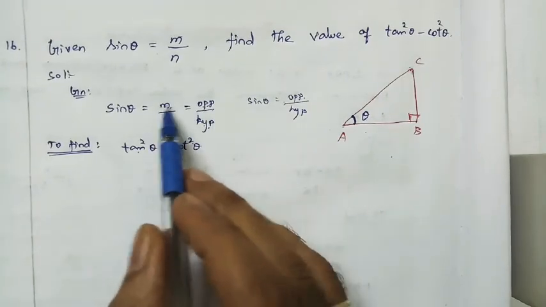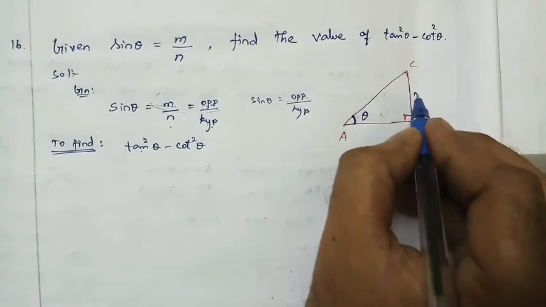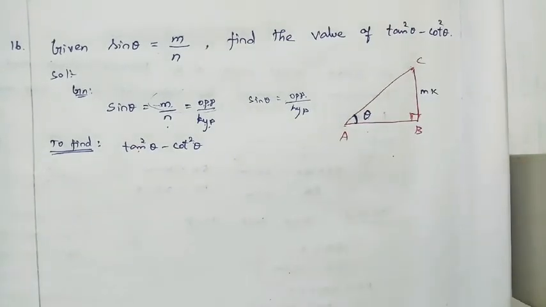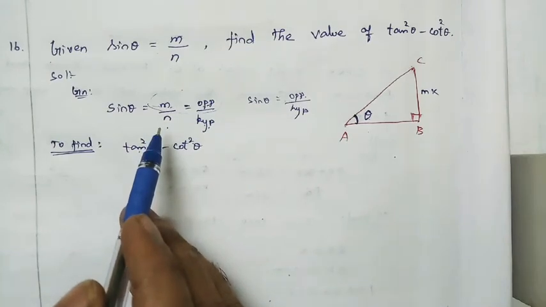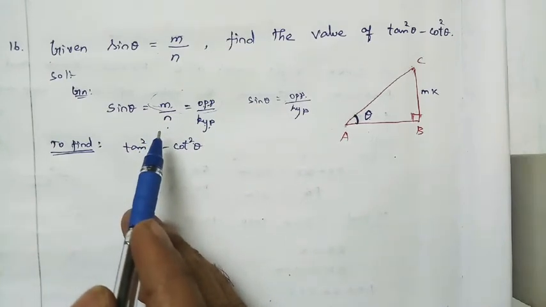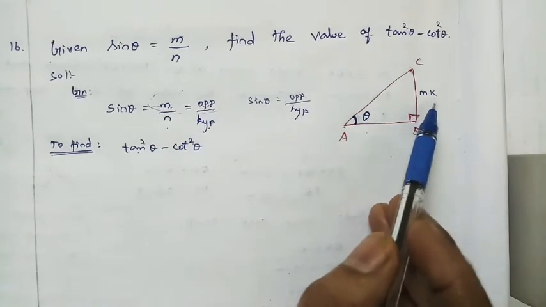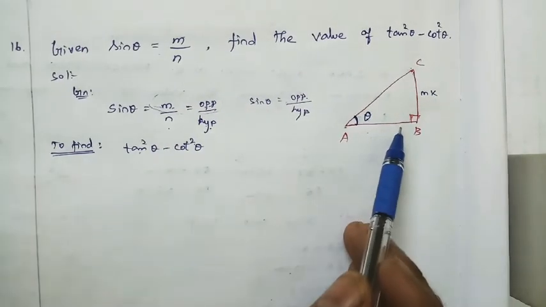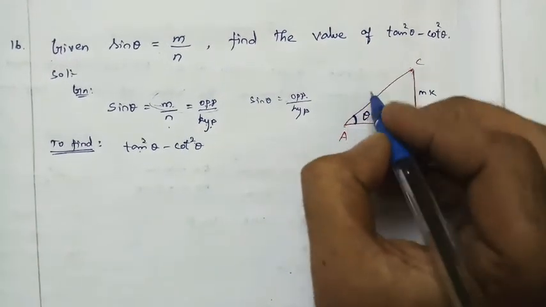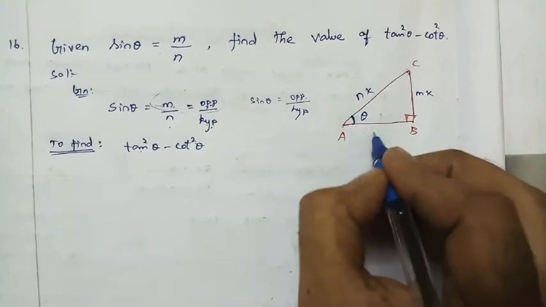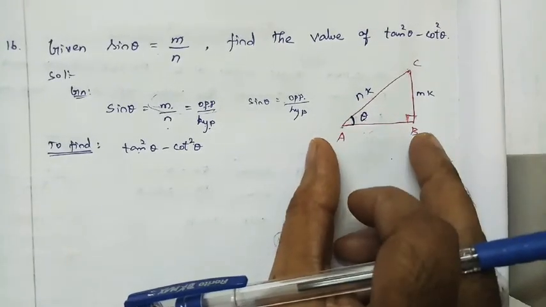So here, the opposite side is M. You have to use the variable K because they didn't give the exact measurement. They have given only in terms of ratio. So whenever we are writing in terms of ratio, we have to use the variable K, the common multiple. So the opposite side is MK and the hypotenuse is NK. What we want to find is the length of AB, the adjacent side. How are we going to find it?